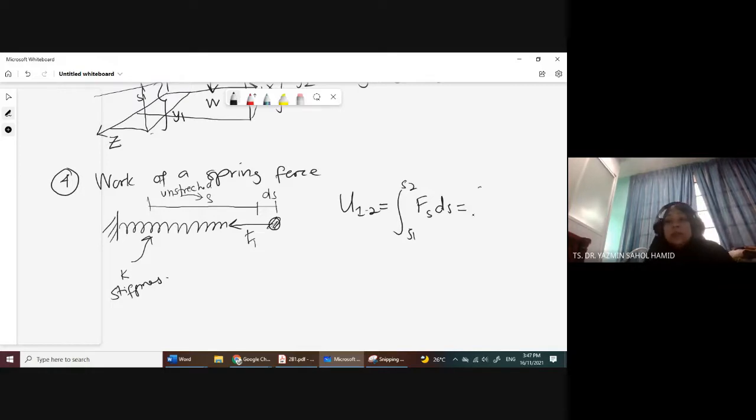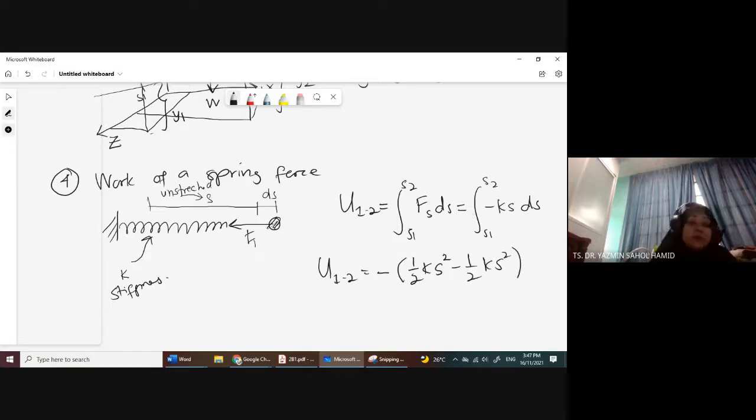And what is the force of the spring? Usually for a spring, the formula is negative ks ds. Why is there a negative? Because you want it to return back to its original position. That's why we have a negative symbol here. To simplify, the work done due to the force of a spring will equal negative 1 over 2 k s squared minus 1 over 2 k s squared, with the final s minus the initial s. But don't forget, you need to square it. So this is the important formula.